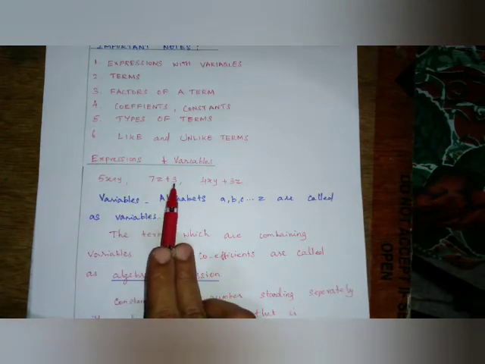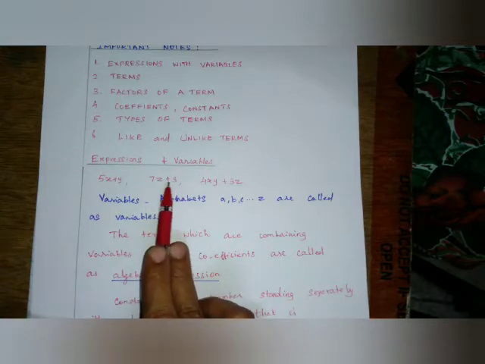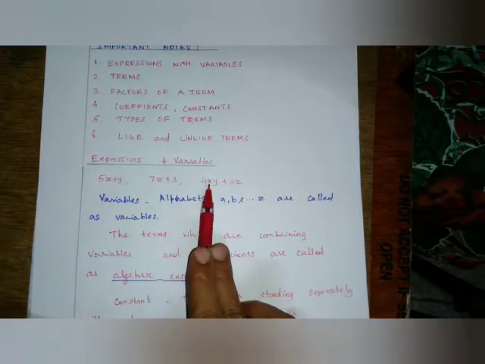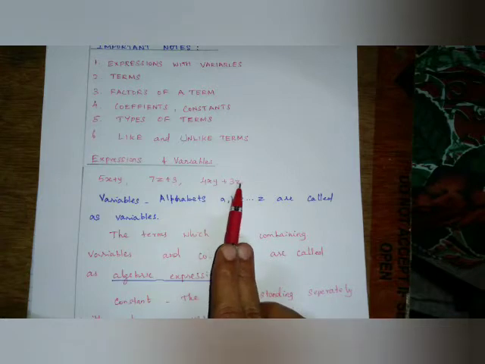Then come to the second term, 7z plus 3. Here we have the variable z. Come to the third term, 4xy plus 3z. Here we have the variables x, y and z.